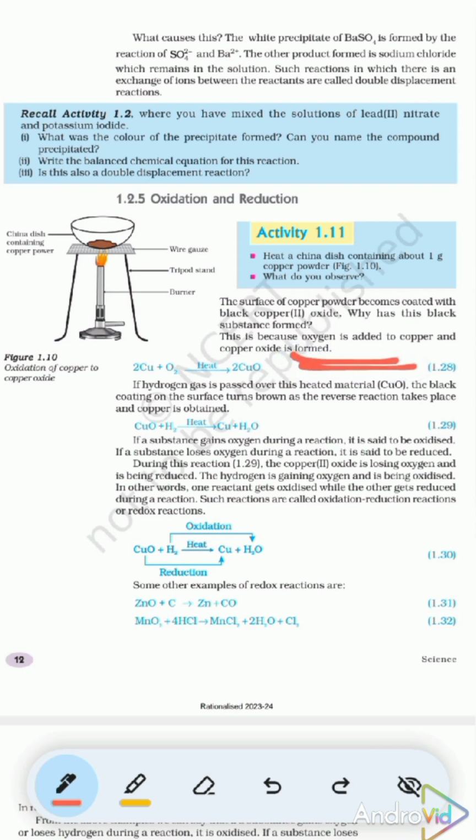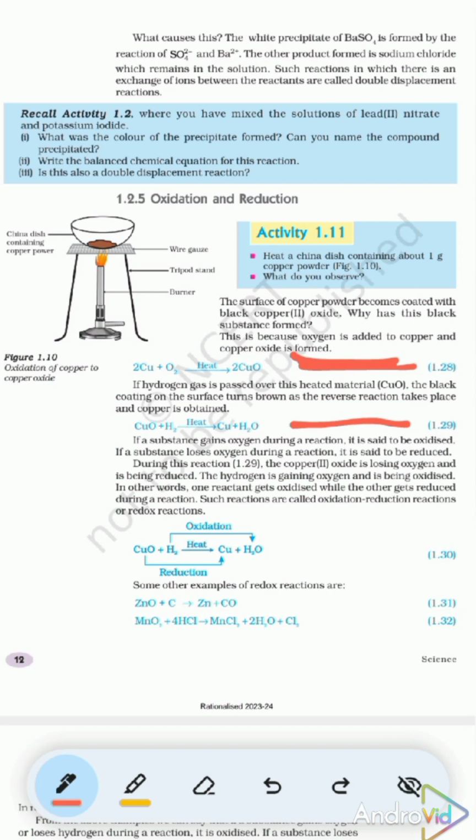The equation for the reaction is given by equation 1.28. That is, when two molecules of Cu, copper, react with O2, oxygen, in the presence of heat, we get 2CuO, that is copper oxide. Now, if hydrogen gas is passed over this heated material, copper oxide, the black coating on the surface turns brown as the reverse reaction takes place, that is copper oxide plus hydrogen in the presence of heat gives copper plus water, which is given by equation 1.29.